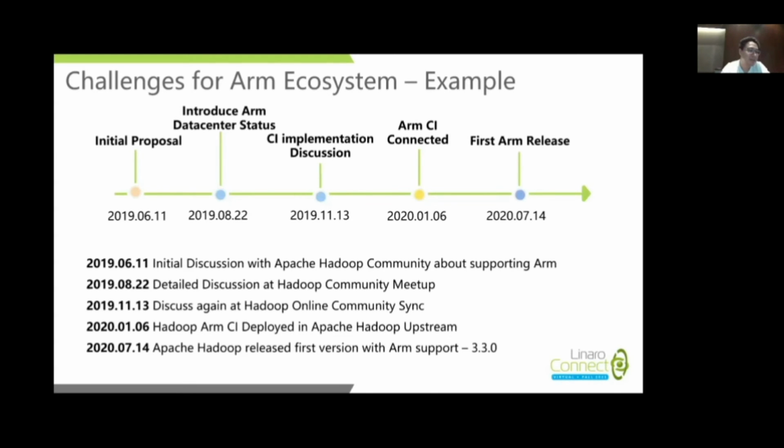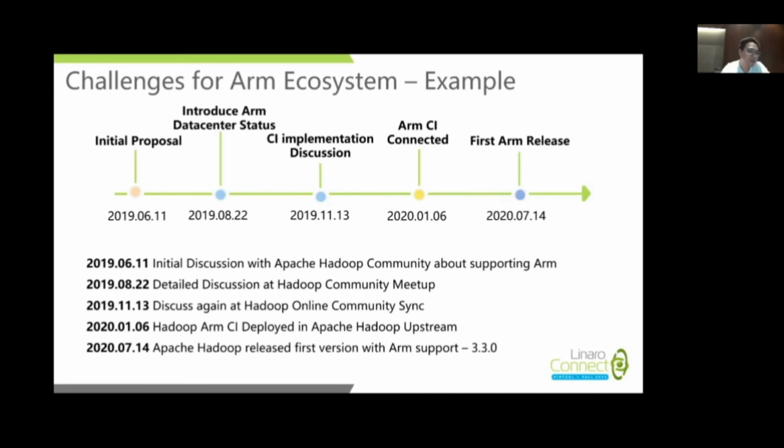I will use the timeline of when we added ARM support to Apache Hadoop as an example. We started the initial proposal and discussion about the request in June 2019, and the maintainers had a lot of questions. Some maintainers did not even know ARM can work in data centers and still thought that we were talking about running Hadoop on Raspberry Pi devices. So we spent a lot of time introducing the background information and the status of ARM in data centers.